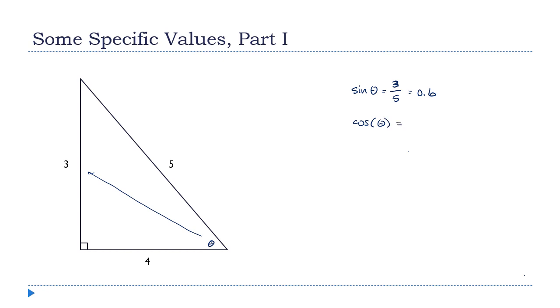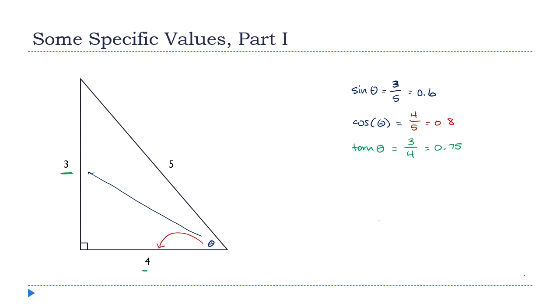of theta will be the length of the adjacent side. That's 4 divided by the hypotenuse, which is still 5, which is 0.8. And then finally, the tangent is the opposite side, that was the 3, divided by the adjacent side, that's the 4, or 0.75. That's it. That's how we can actually get these functions if we have a triangle to look at.